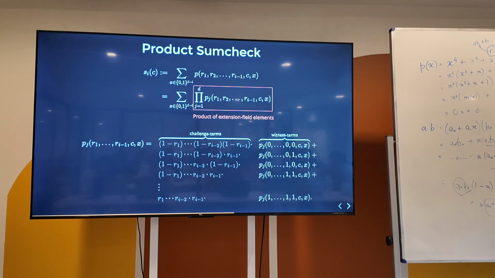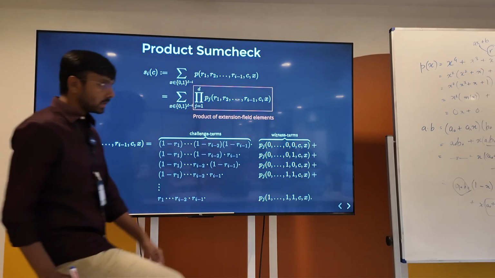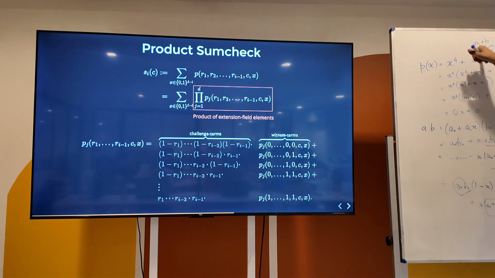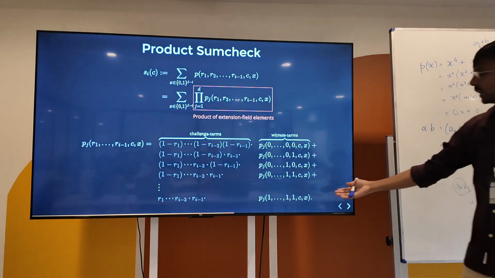By that, what I mean is, in this example, if A and B are from the base field, are smaller numbers, and if I'm substituting R, by substituting R, I'm making the whole thing large. So I'm saying, can I delay the substitution of R as much as possible, so that we can avoid extension field multiplications, or minimize them as much as possible? That's exactly what we are trying to do here.